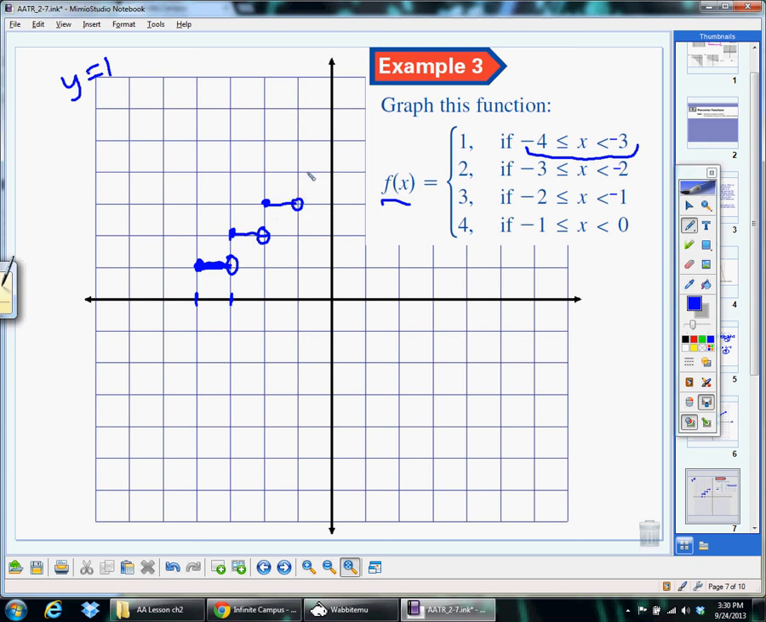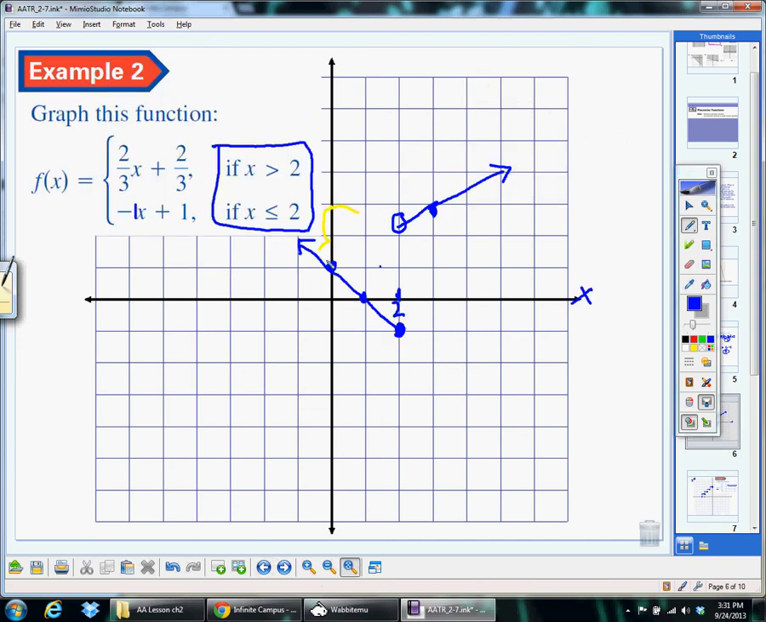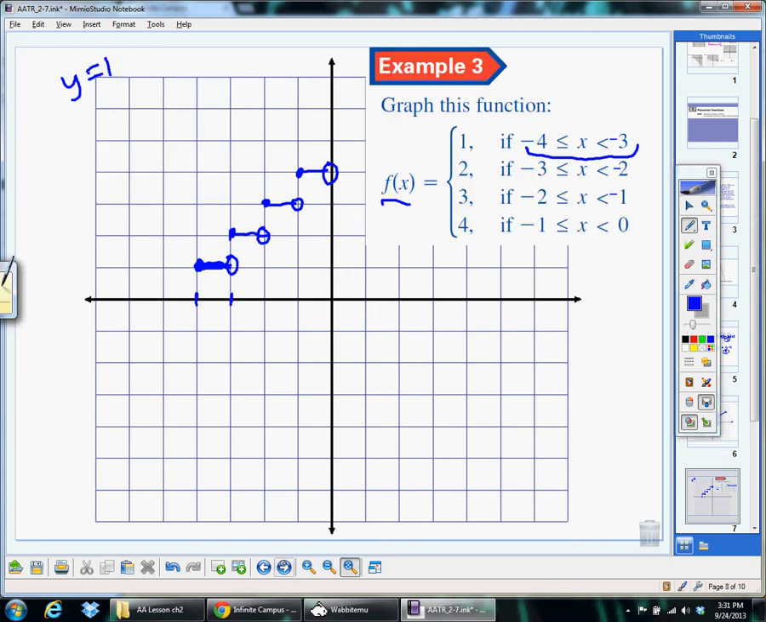Ends up looking like this. This function is special. It has a special name. It's called the step function because it looks like little stairs. Okay, so this one doesn't go off forever because I'm only limited between these two numbers. Whereas on the last one, it does go on forever because everything bigger than 2 goes this way, everything smaller than 2 goes this way.